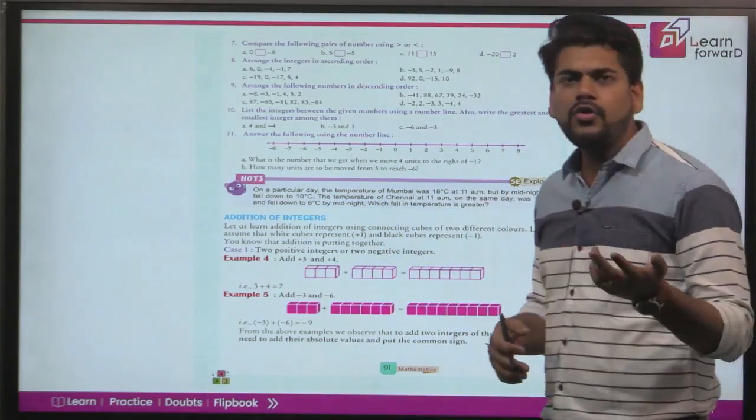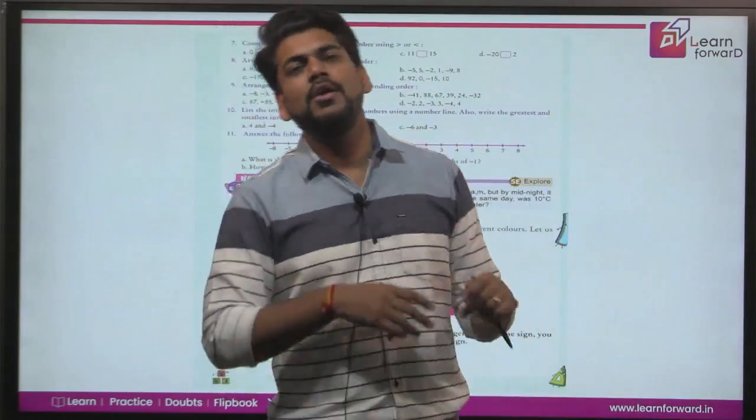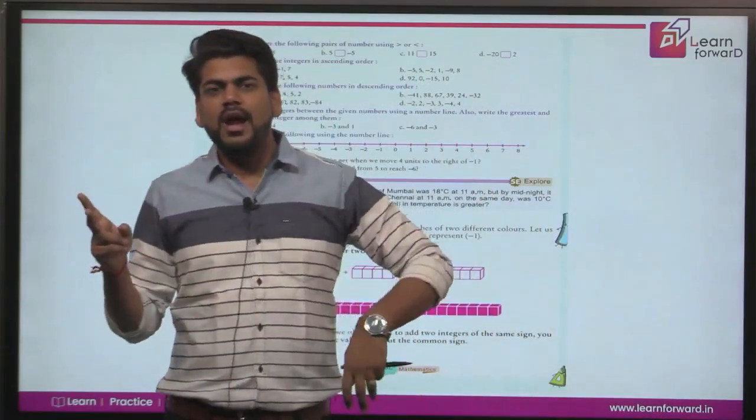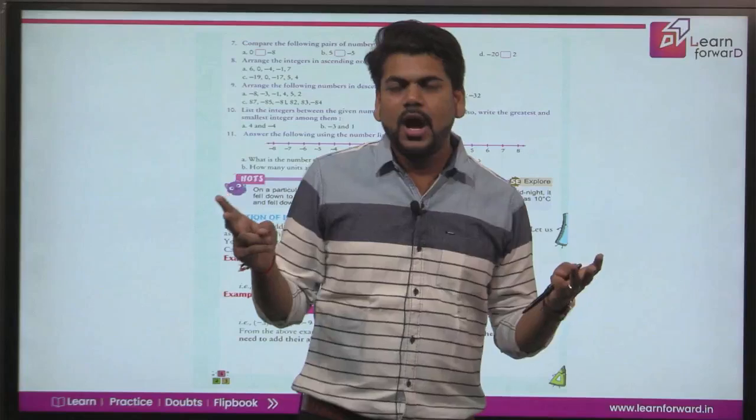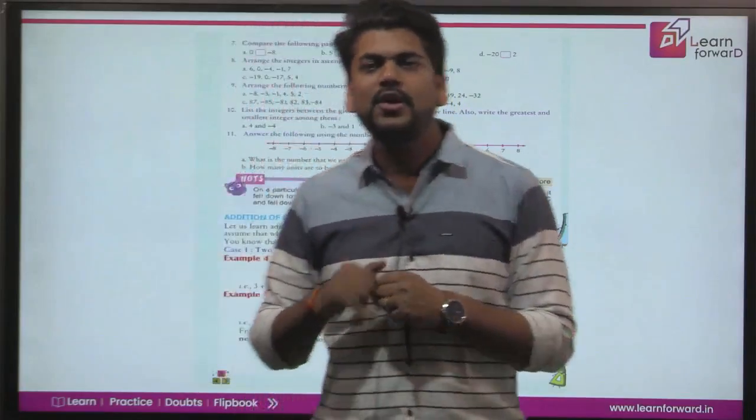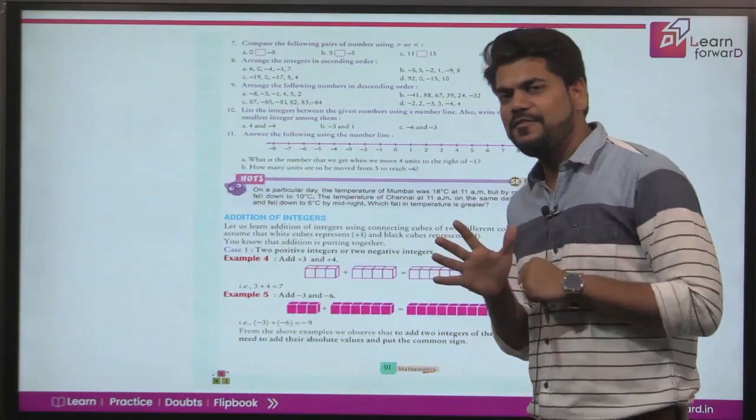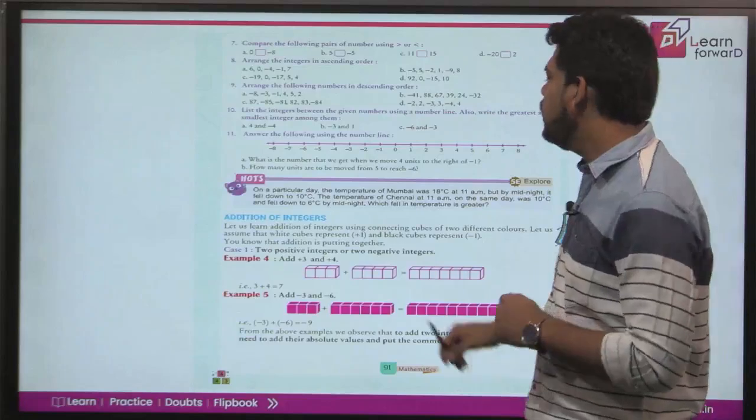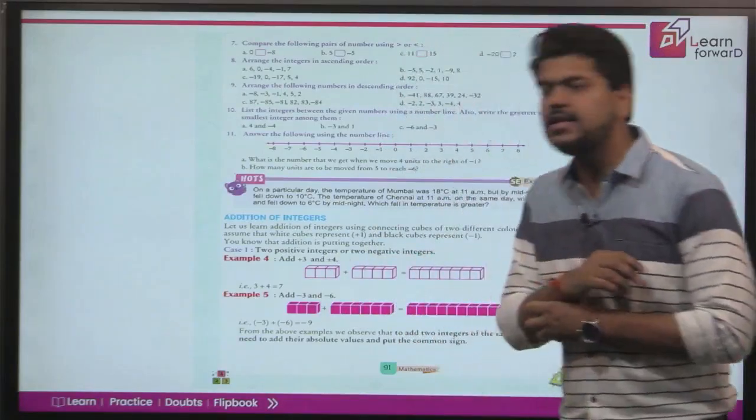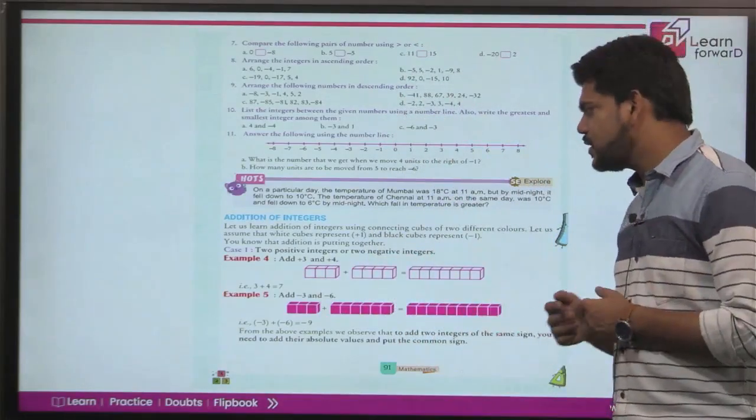You already know how to add numbers. Let's suppose you have 2 Dairy Milk chocolates and 3 Kit Kat chocolates. How many total chocolates do you have? 2 plus 3, 5, right? So in the same way we will be learning how to add numbers in integers.